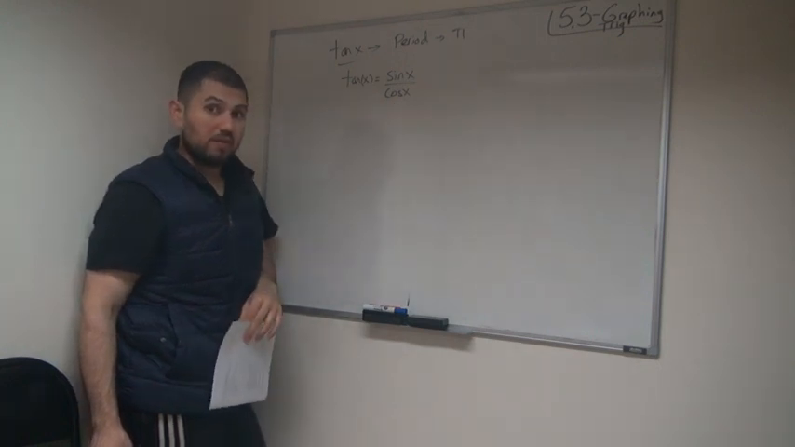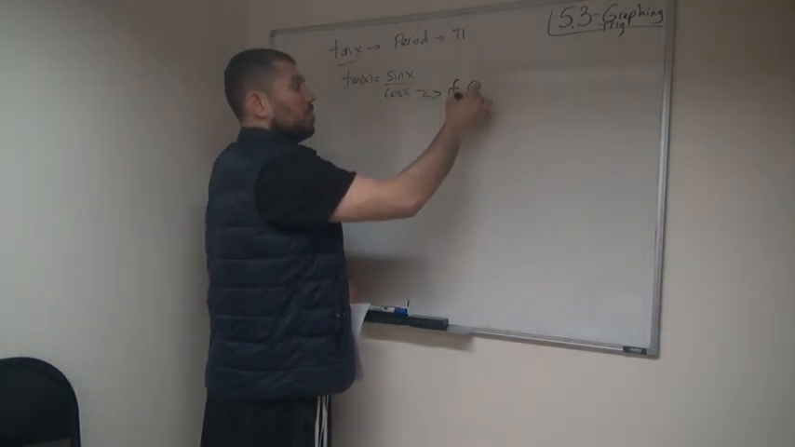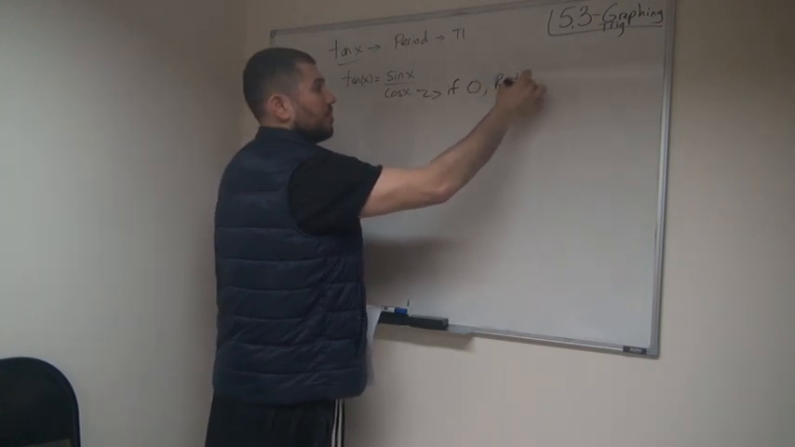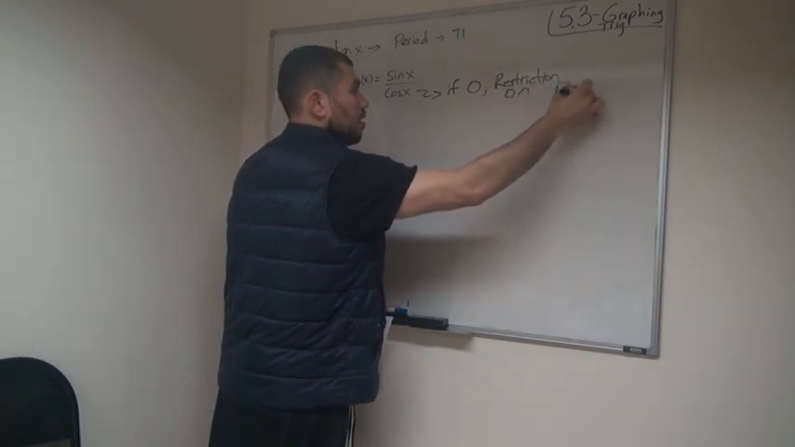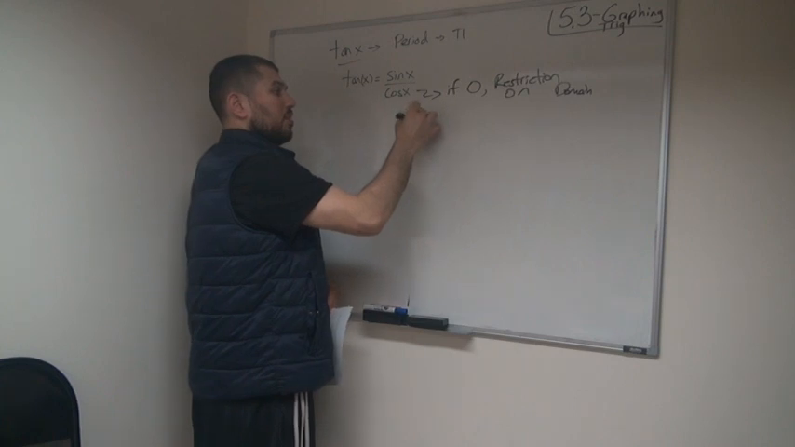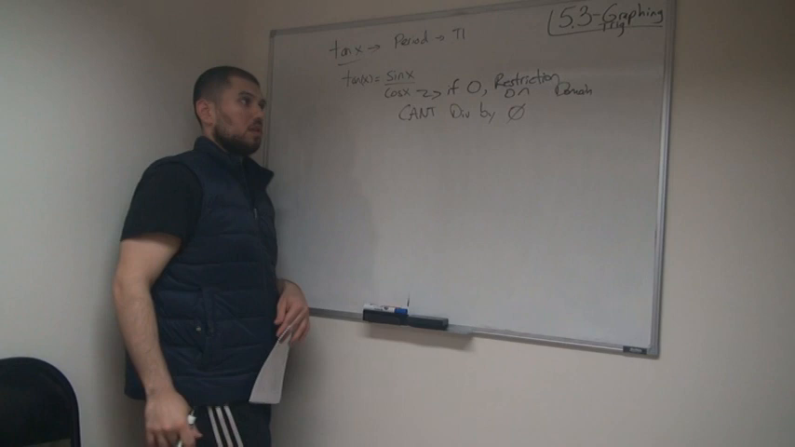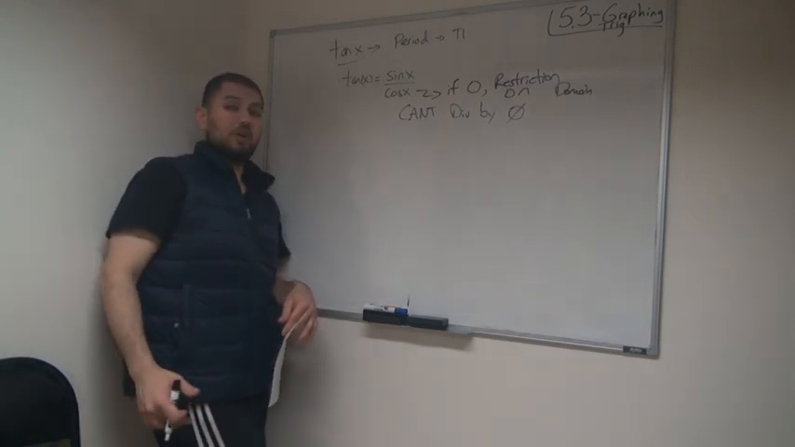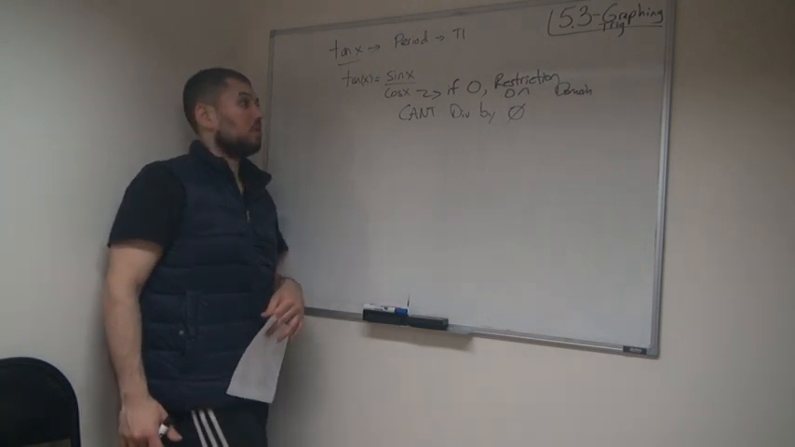Okay? So whenever cosine x is 0, if 0, we have a restriction on domain. Because we can't divide by 0. So whenever cosine of x is 0, the tan of x will be undefined. We're going to have a vertical asymptote there, if you guys remember your rational functions section.